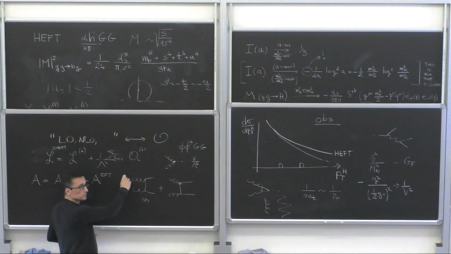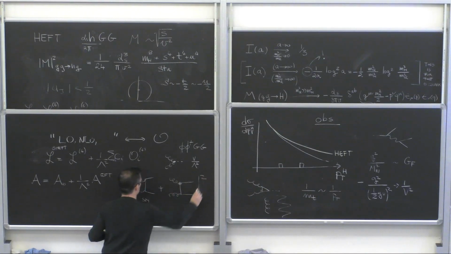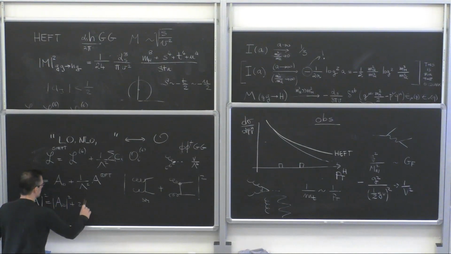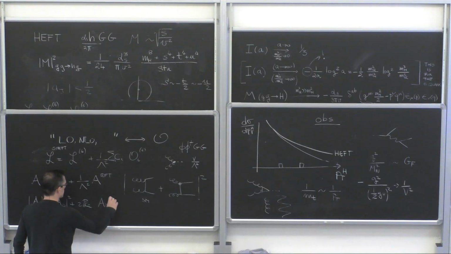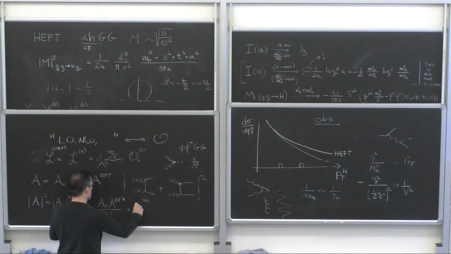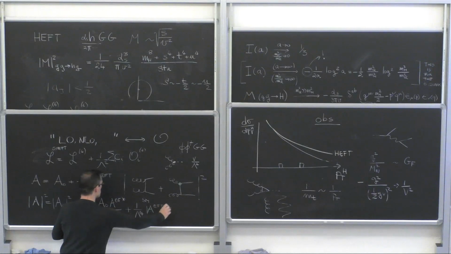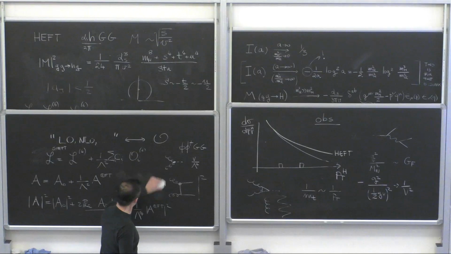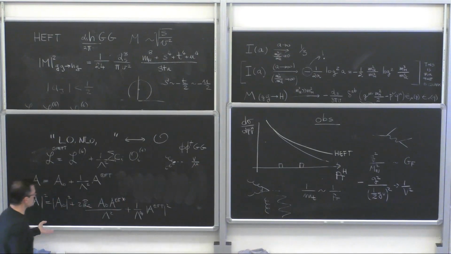Then I square this. And when I square it, what I get is A0 squared plus 2 Re A0 A_EFT star over lambda squared, plus this famous or infamous square, because this has kept people busy and still keeps people busy in discussions here. So the expansion is like that.